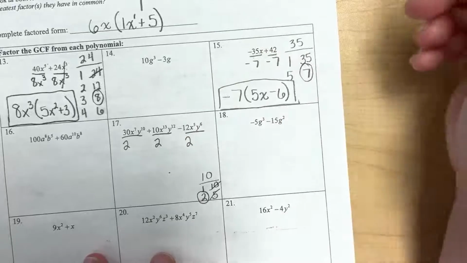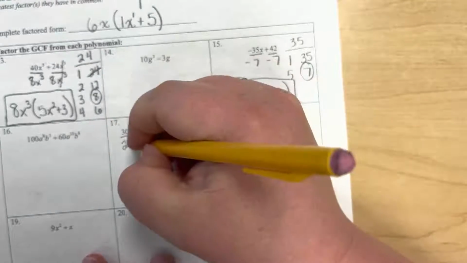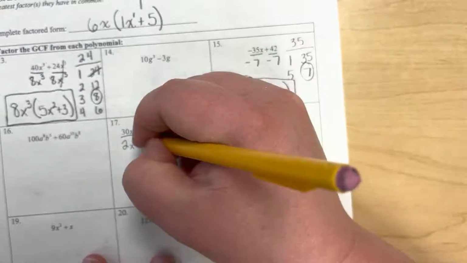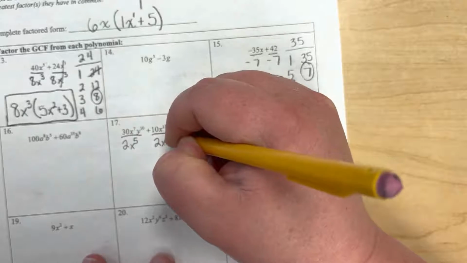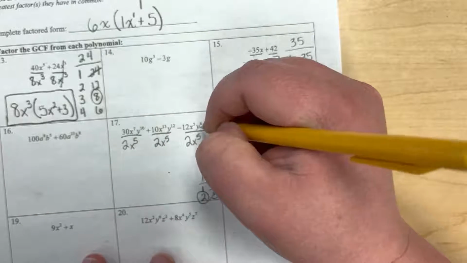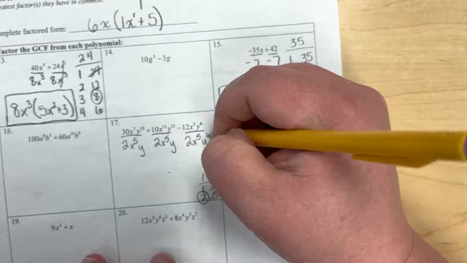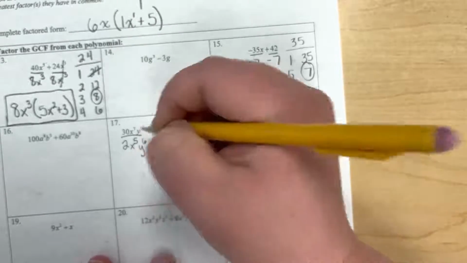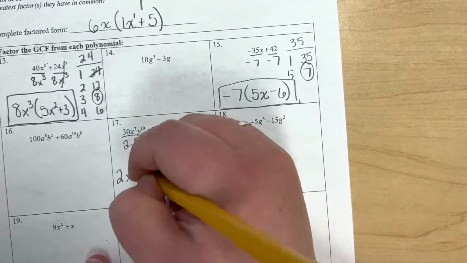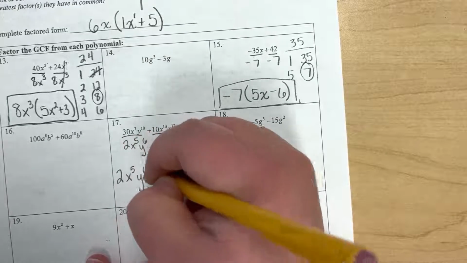My first term is positive, so my GCF is going to be positive. And then let's take a look at the letters. They all have an x, so I keep an x, and the smallest exponent is 5, so it's x to the 5th. They also all have a y, so I'm going to keep a y. And 6 is the smallest exponent, so it's going to be y to the 6th. So that means my GCF is 2x to the 5th, y to the 6th.